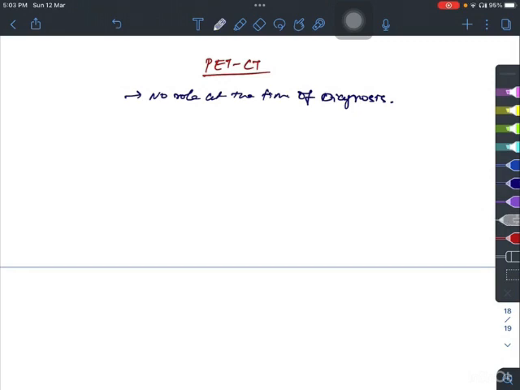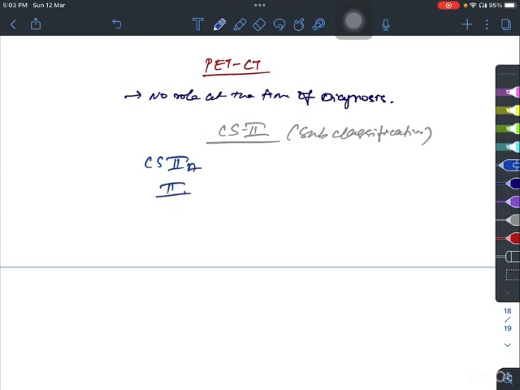Let's see the subclassification of clinical stage 2, based on the CT finding. So clinical stage 2A, 2B and 2C. If the lymph node size is less than 2 cm, it is 2A; 2 to 5 cm is 2B; and more than 5 cm is 2C.